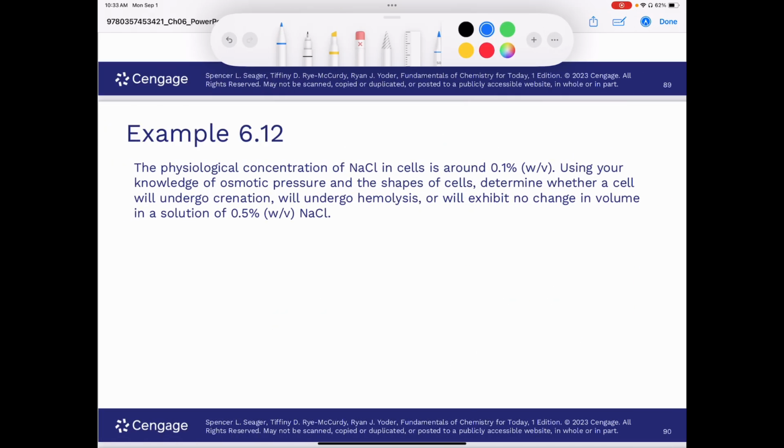Let's take a look at example 6.12. It says the physiological concentration of sodium chloride in cells is around 0.1% weight over volume. Using your knowledge of osmotic pressure and the shapes of cells, determine whether a cell will undergo crenation or hemolysis or will exhibit no change in volume in a solution of 0.5% weight over volume.